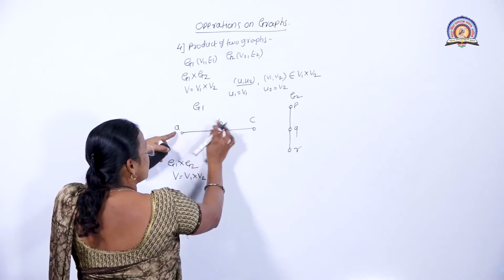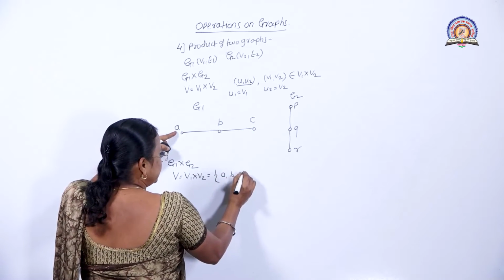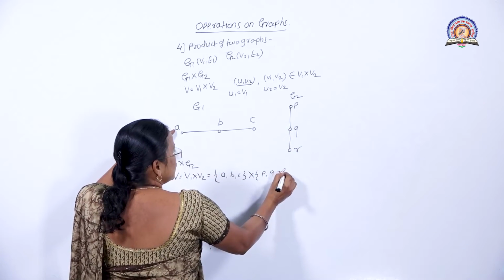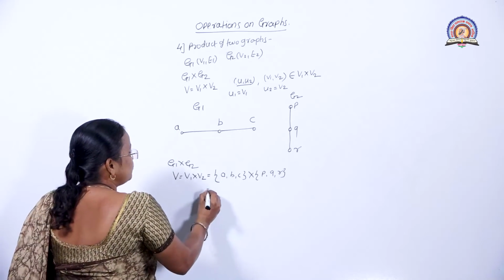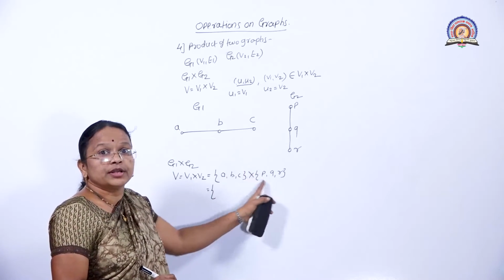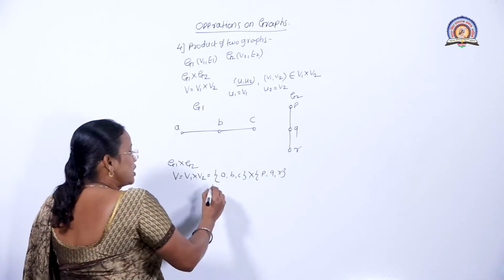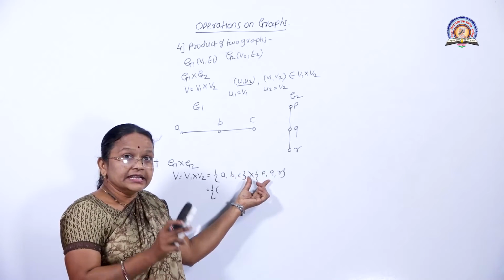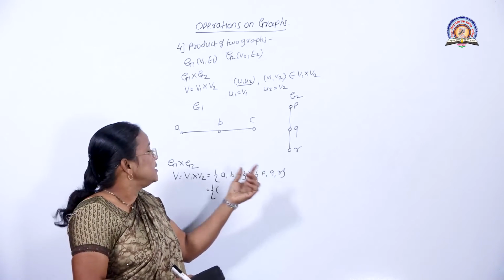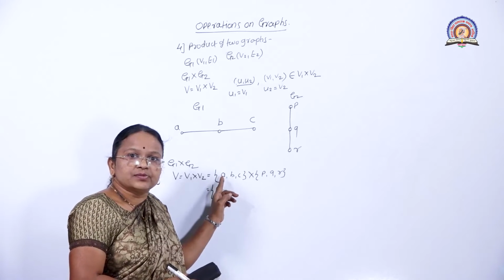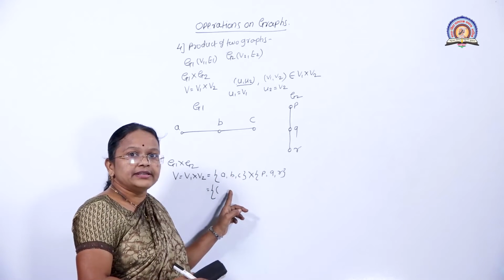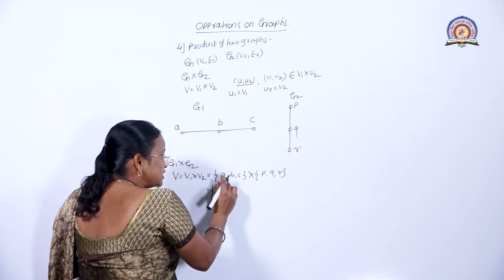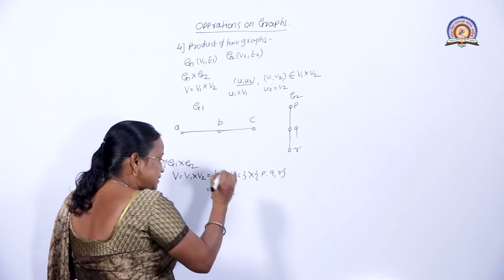See here, what are the elements of V1? A, B, C cross V2, P, Q, R. Now we form the Cartesian product of these two sets. So how to write that Cartesian product? Cartesian product means the set of ordered pairs in which the first element is from the first set while the second element is from the second set.